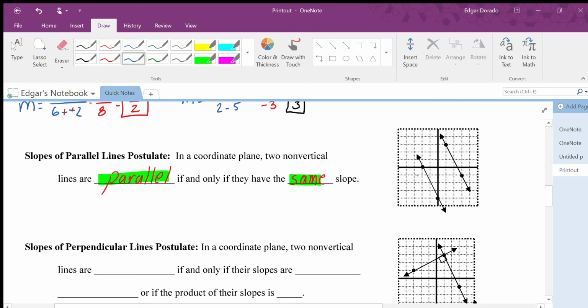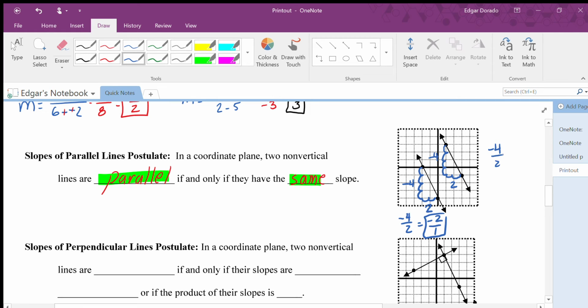If I go down 1, 2, 3, 4, down 4 over 2, my slope is negative 4 over 2, or in other words, negative 2 over 1. How about this other one? 1, 2, 3, 4. Again, a negative 4. 1, 2.